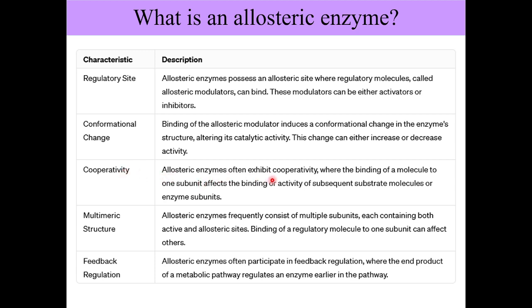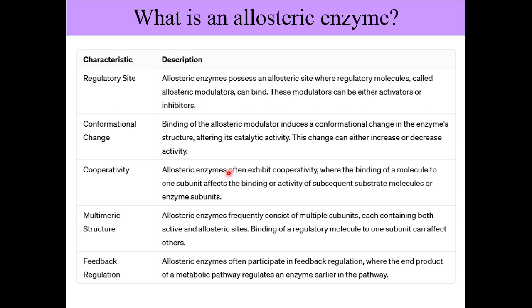Okay, so let's look here. Allosteric enzymes often exhibit cooperativity where the binding of a molecule to one subunit affects the binding or activity of subsequent substrate molecules or enzyme subunits. So if this is an activator, it is going to rapidly increase the enzyme activity because all the subunits are now getting activated. However, if this is an inhibitor, then it is going to be just the opposite.